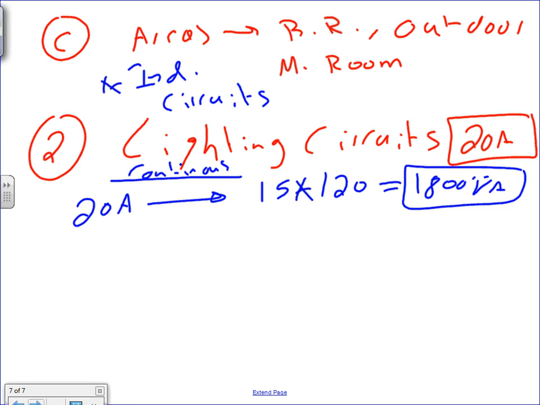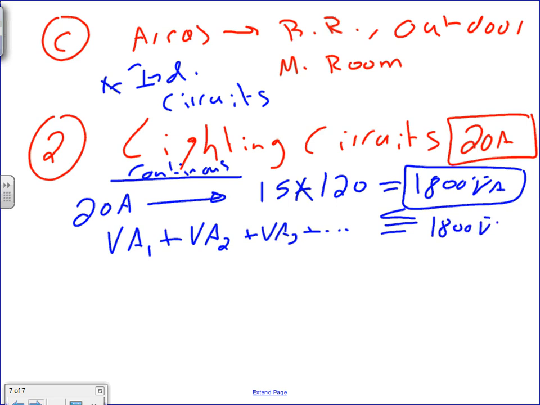How many lights am I going to do? Here's how you do it the long way. You start adding volt amp 1 plus volt amp 2 plus volt amp 3, equal or less than 1800. So take this volt amp: this one is 88 volt amp plus 88 volt amp plus 50 volt amp plus 120 volt amp. Add them all up and make sure you don't exceed the 1800 volt amp. I don't know about you guys, but I wouldn't do that. That's how technically we should do it.